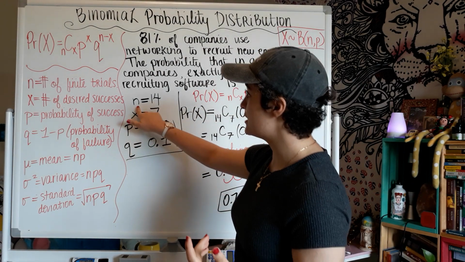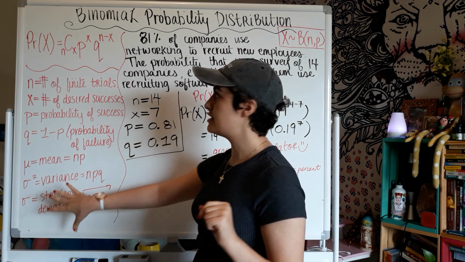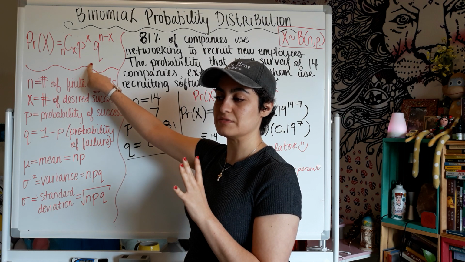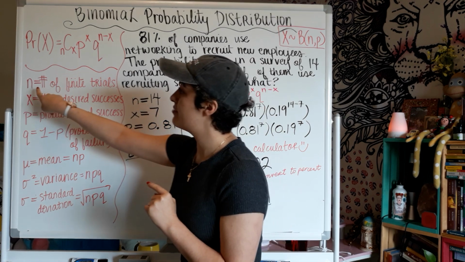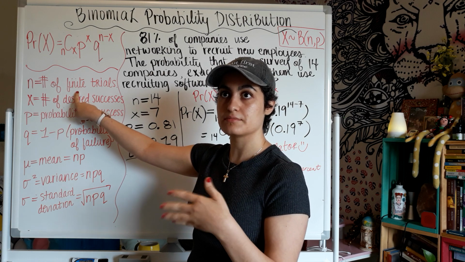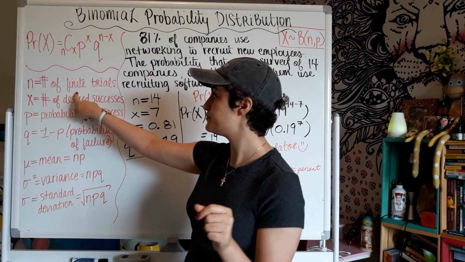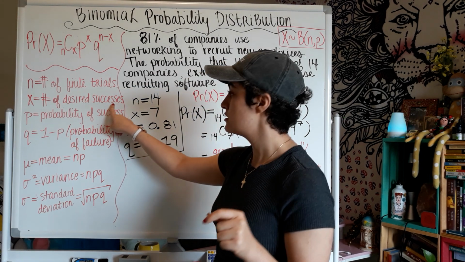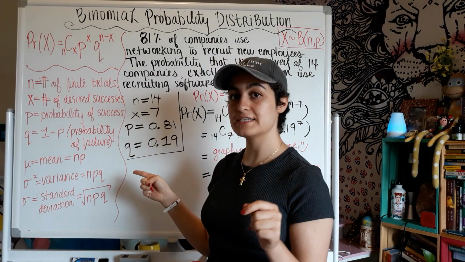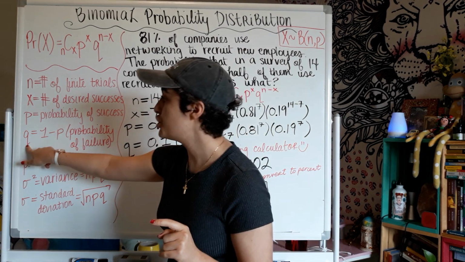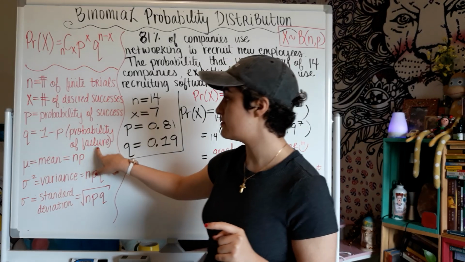So n would be, and I have this here as your little key, the formula that we're going to use today. It looks intimidating, but it's not. n is just the total number of trials, or the total sample size. x is your number of desired successes. p would be your probability of success, which again remains constant no matter what. q is the probability of failure.